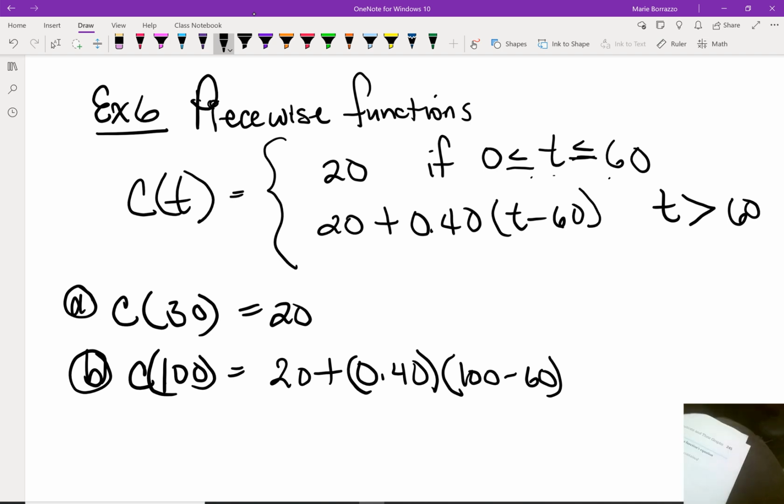So 40 times 0.4 plus 20, you'll have your total bill, which I believe should be $36.